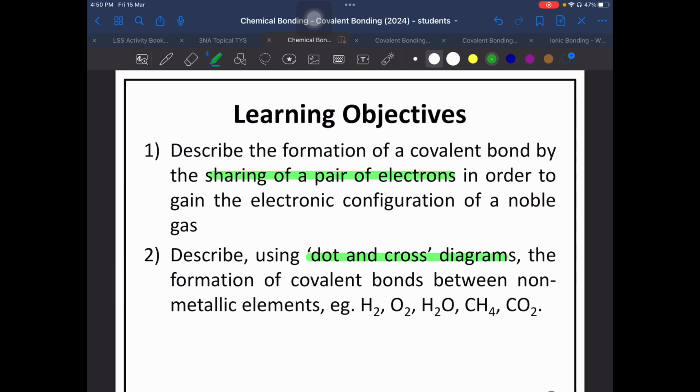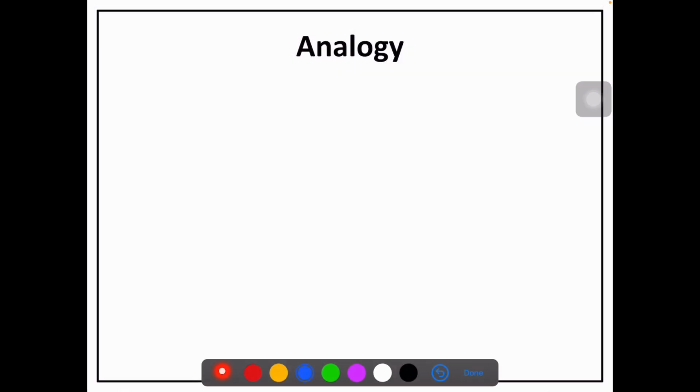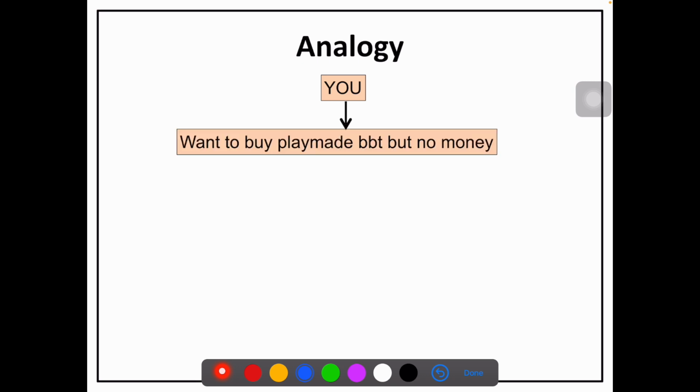Okay, before that, let's take a look at an analogy to try to understand what the whole concept of sharing means. Let's see if it can help us better understand what exactly ionic bonding is and how it differs from covalent bonding, which is the focus of this video. So let's imagine you are a person that really, really loves bubble tea, and you are heading to buy Playmate bubble tea after a long day of lessons. You left school, you went to Tampines One, you want to buy Playmate, but you realize that you don't have money.